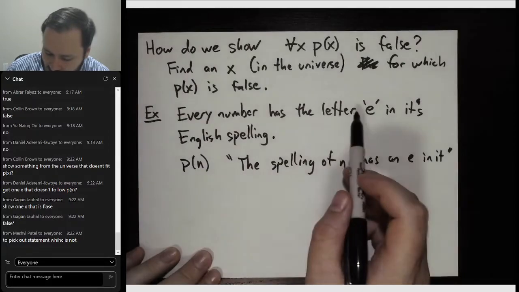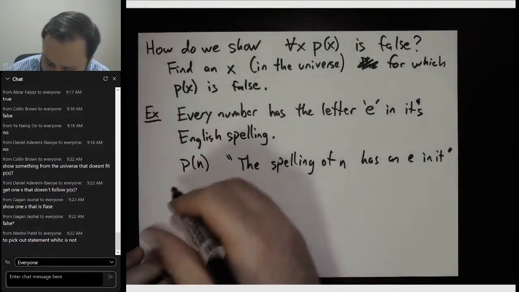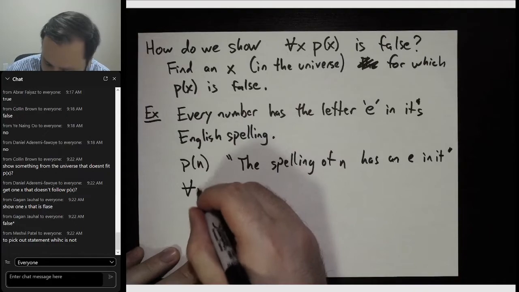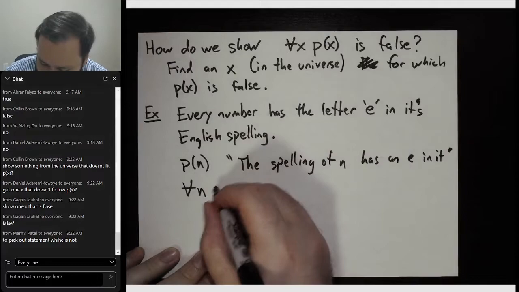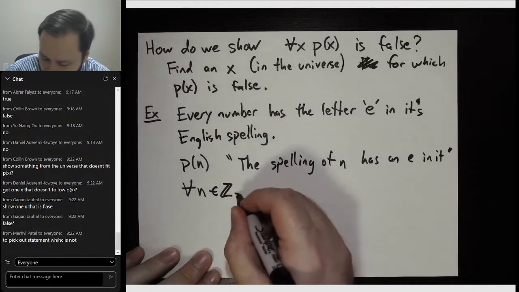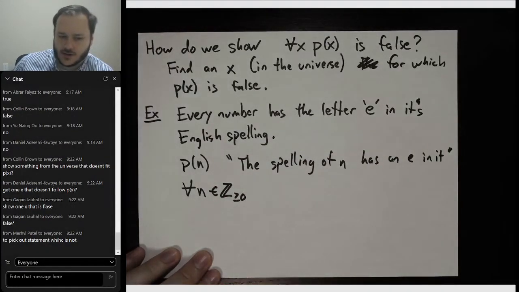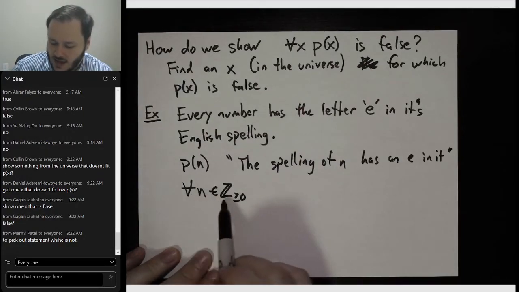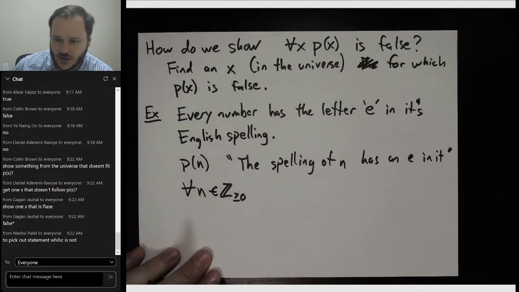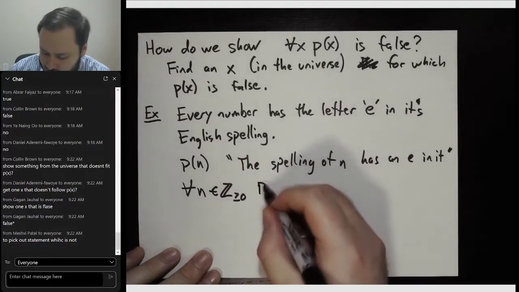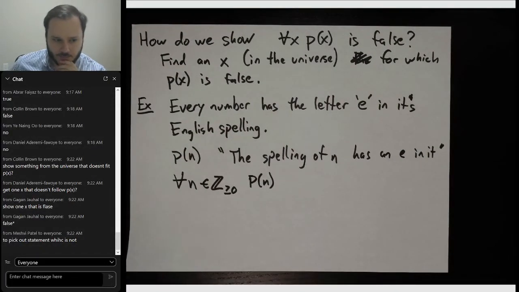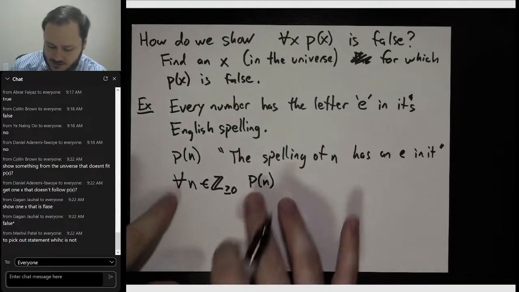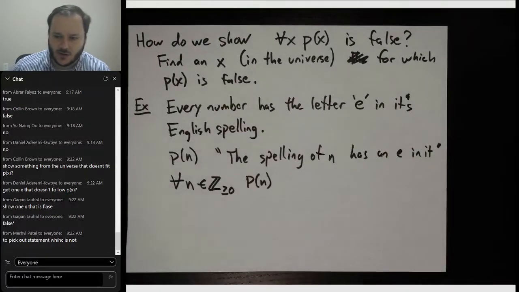And we can translate this sentence into for all n. I said number here, maybe that's not specific. Let's specify a universe. Let's say I'm only talking about the non-negative integers. So for all n in Z greater than or equal to 0, P of n. Okay. So is this statement true or false, and how do you know?